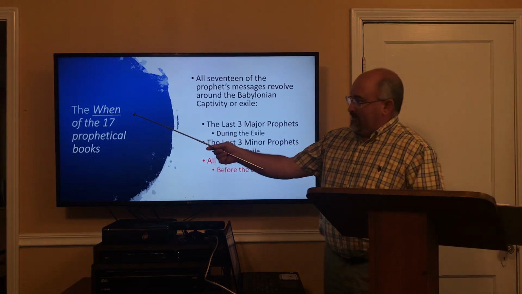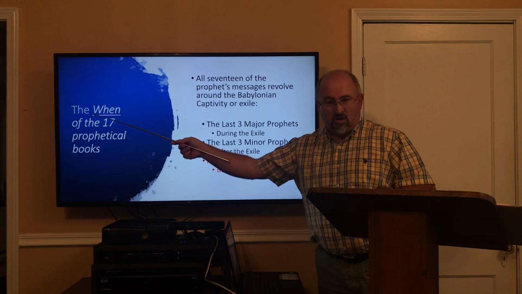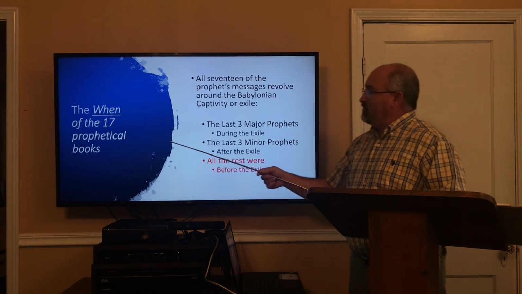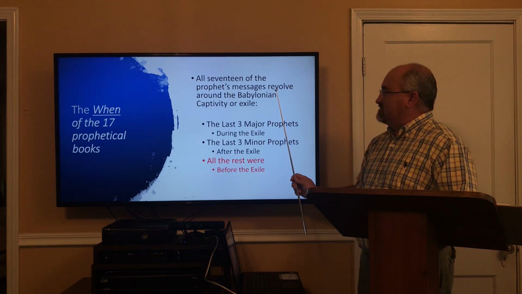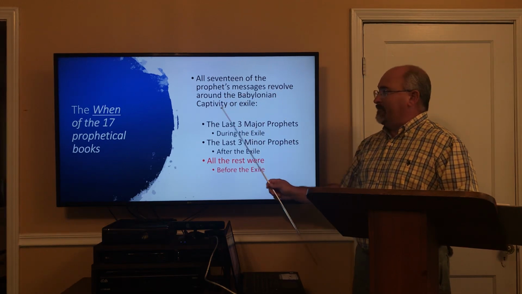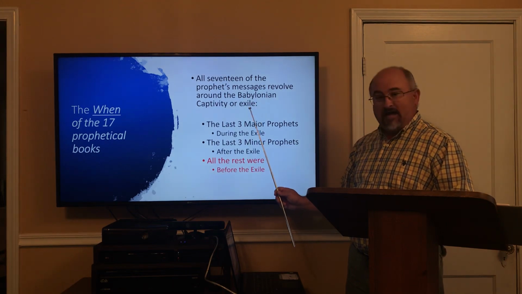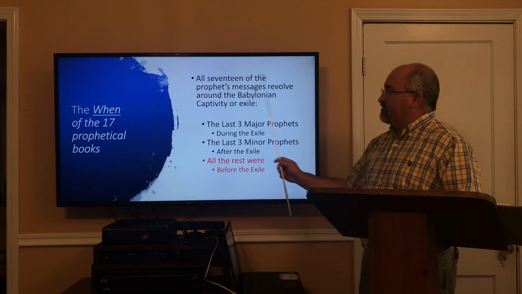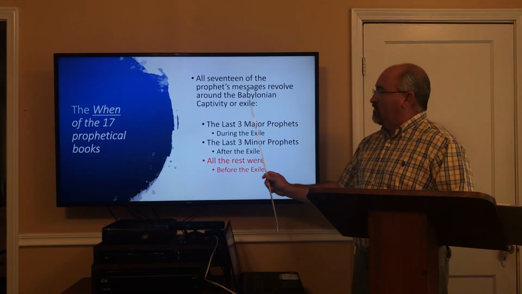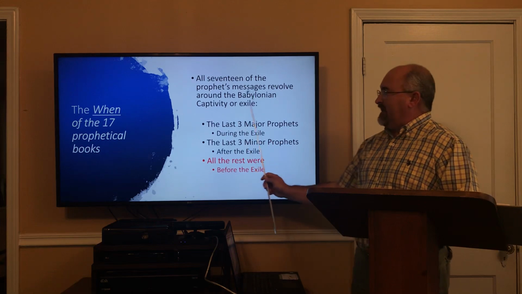The when. Okay. When did the sermon occur? When did it take place? All 17 of the prophets' messages revolve around the Babylonian captivity, or what is called the exile. Okay? So all 17 of the prophetical books occurred around this one event, the Babylonian captivity.